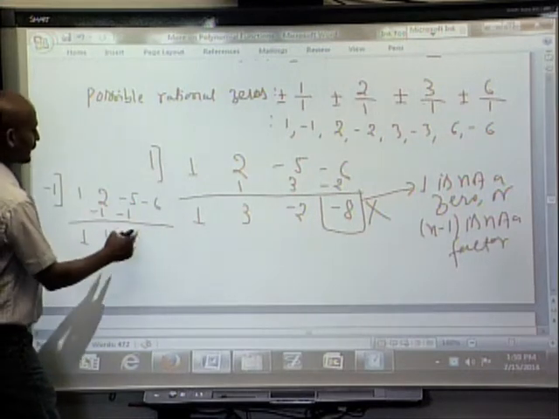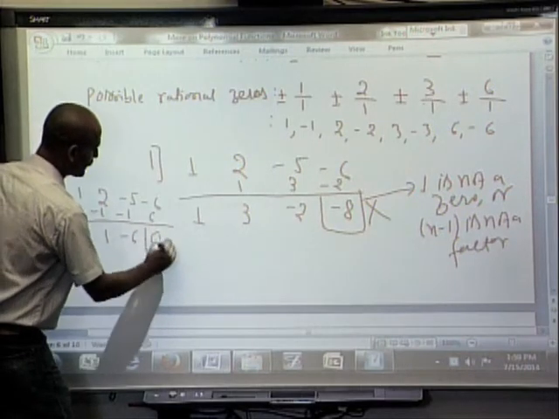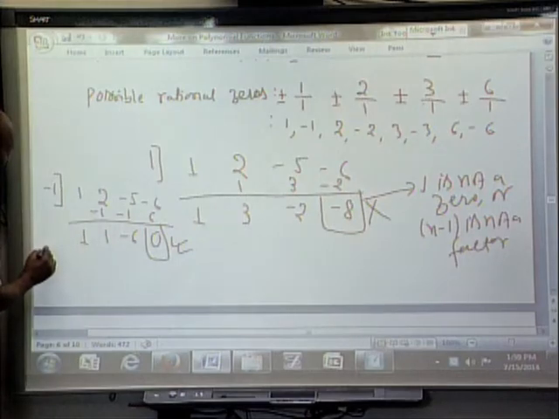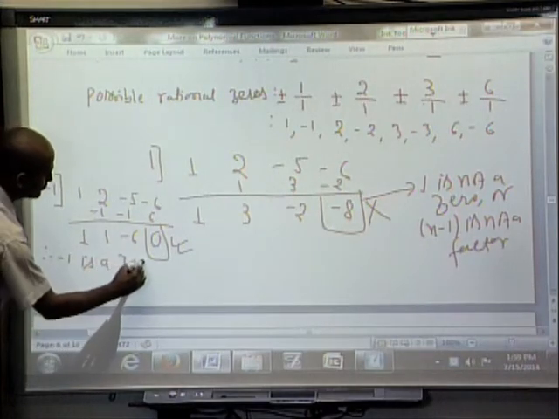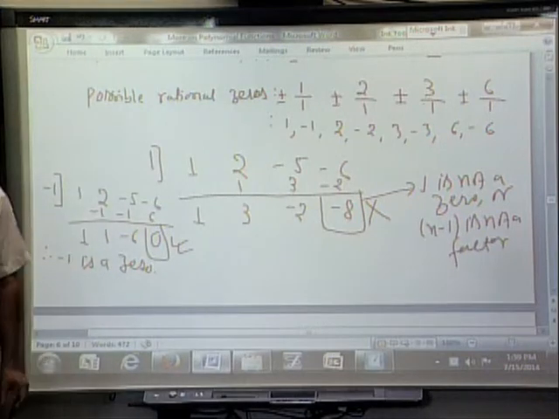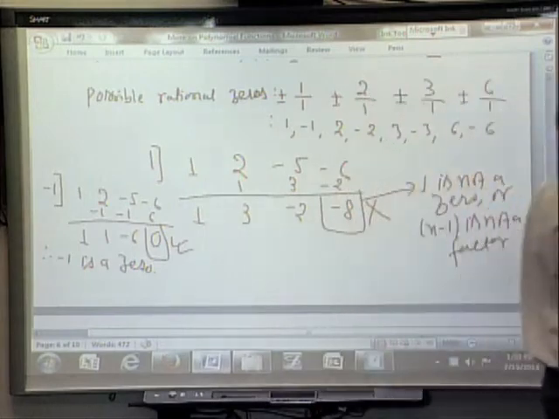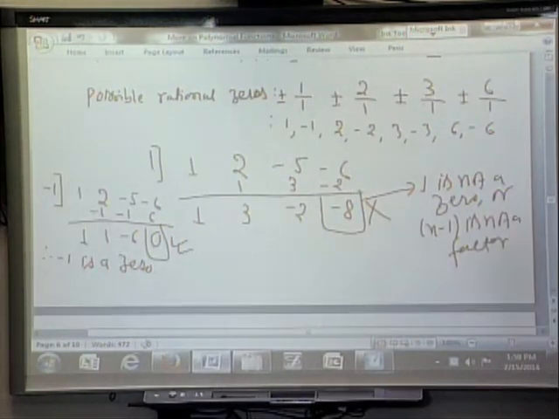Negative 1 times negative 6 is positive 6. 6 and minus 6 is 0. Remainder is 0. We are done. That indicates that therefore negative 1 is a 0. This is a 0. Okay. So, we found one of them.